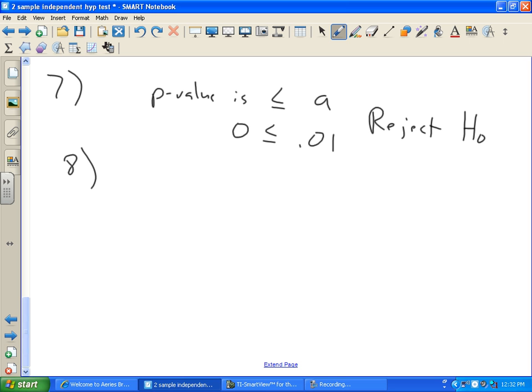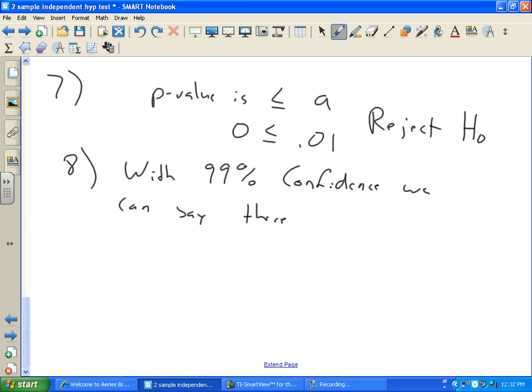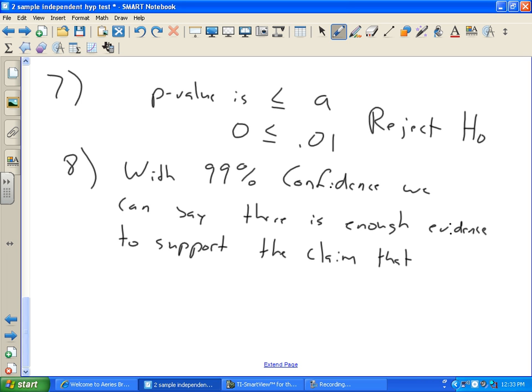And with 99% confidence, we can say there is enough evidence to support the claim that method 1 is a better teaching method. Okay?